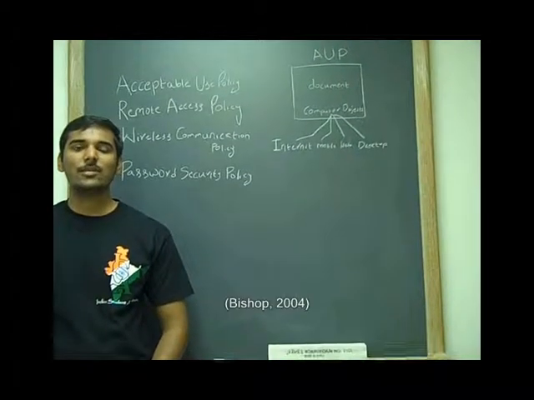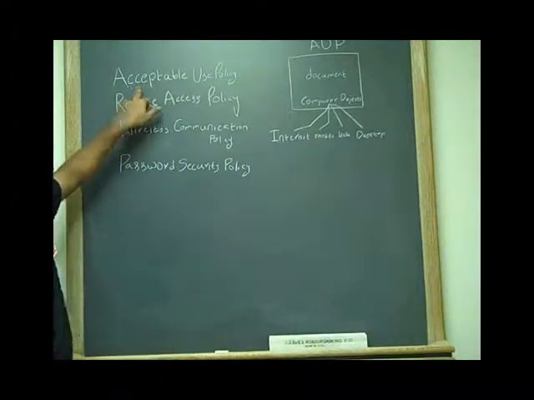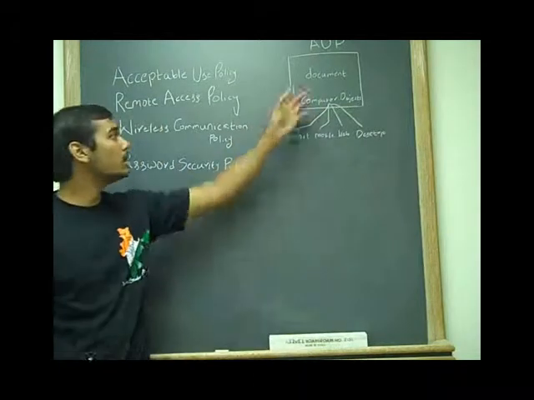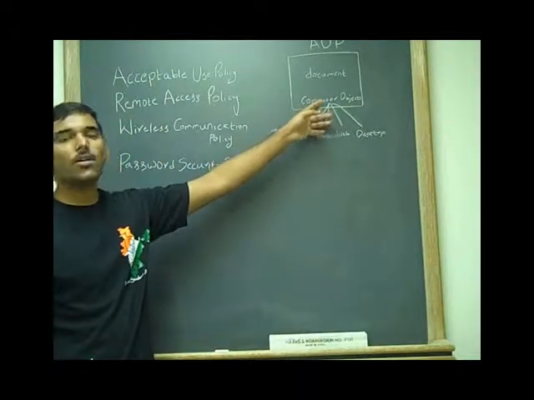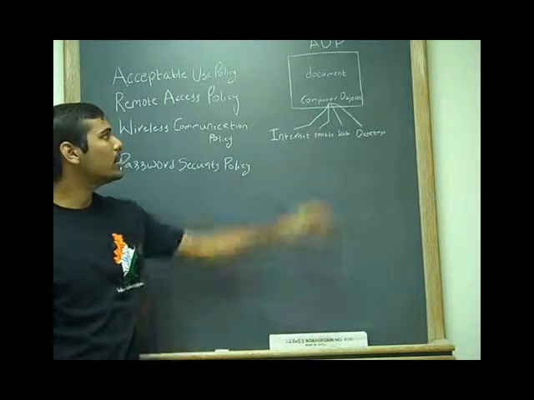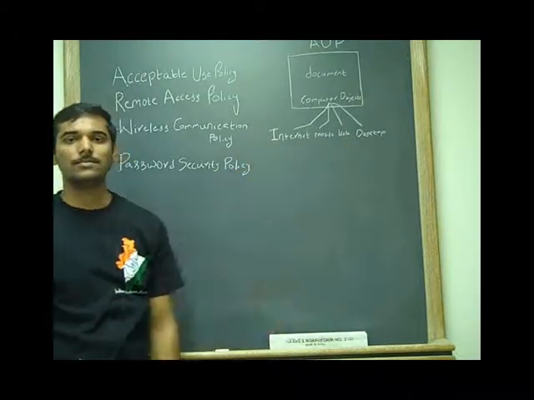Now I'm going to discuss different types of policies. Let us see a few of them now. The first one is the acceptable use policy. An acceptable use policy is a document which tells how computer objects are used by the employees within a company. Here, computer objects include internet, mobile, web, and desktop.